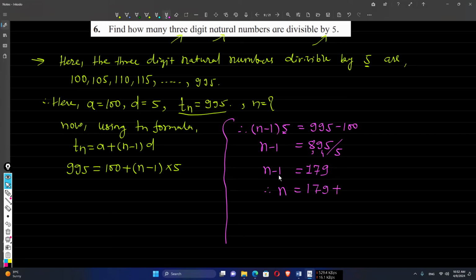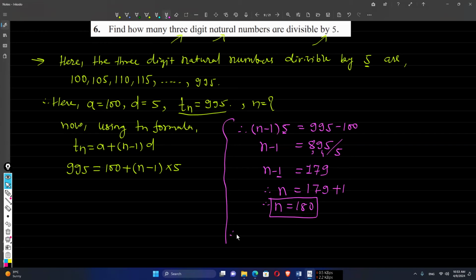179 plus 1. This negative 1 will convert into positive 1 when it changes the side. Therefore, n is equal to 180. So it has been asked to find the number of terms which satisfy the particular condition, and the conditions are given in this problem. So there are 180 three-digit natural numbers which are divisible by 5.